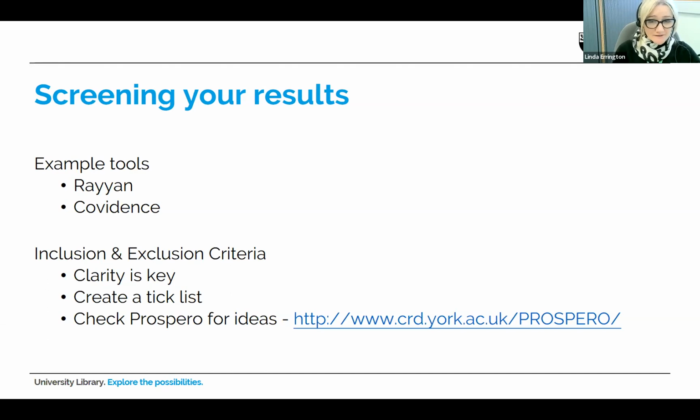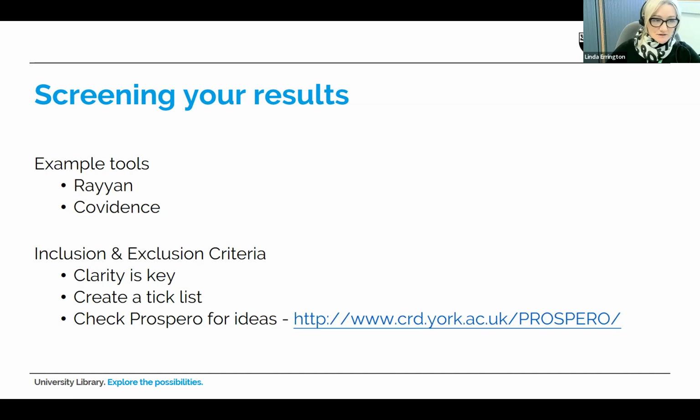So Rayyan has a free version. Covidence is subscription only. Newcastle University don't have an institutional subscription at the moment, but it can be purchased by review teams where funding allows. So there are pockets of access to Covidence throughout the university. So it might be worth finding out what you have access to. Other tools are available, as they say on the BBC, but they are the common two that I've come across.